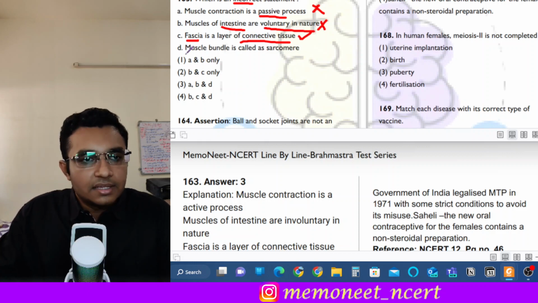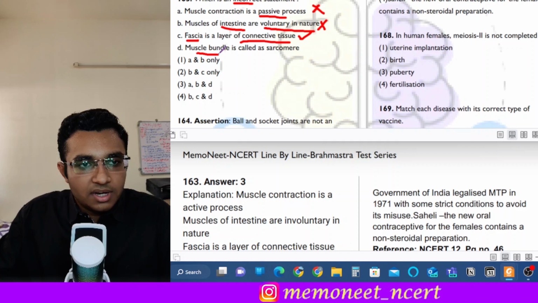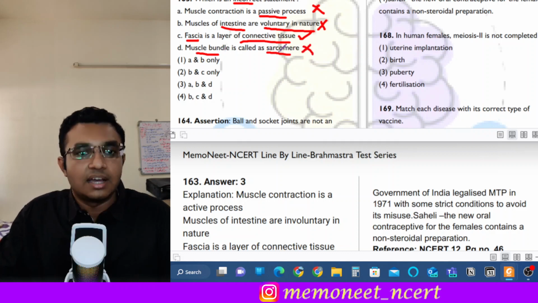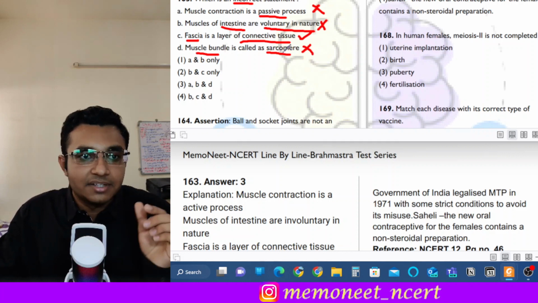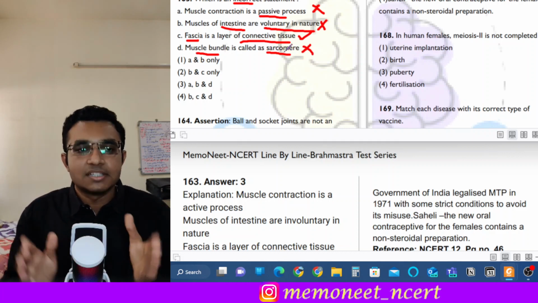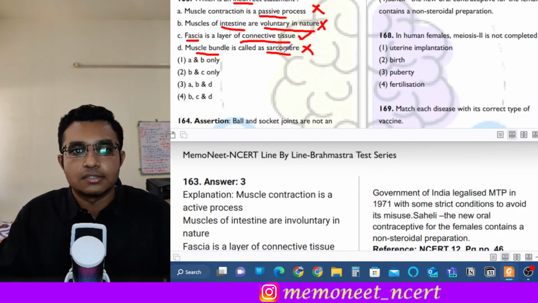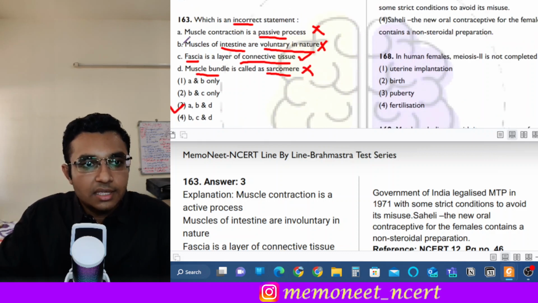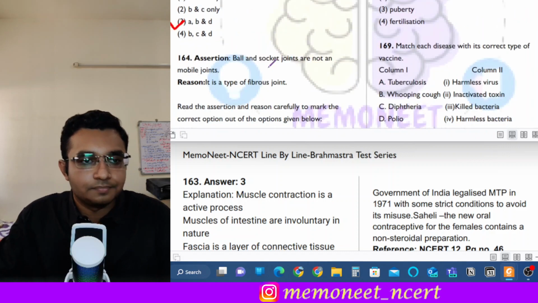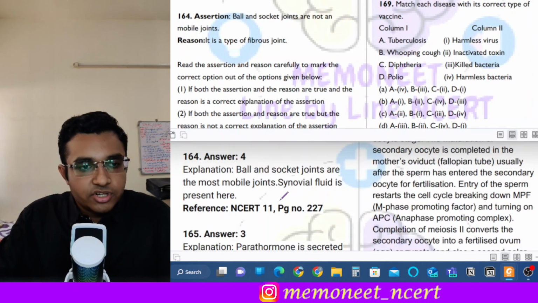The next is muscle bundle is called sarcomere. See, this is an incorrect statement because sarcomere is a functional unit. It is the contractile unit of the muscle. It is not the muscle bundle. Muscle bundle is called fasciculus. So this is also an incorrect statement. So the correct option here is option 3, that is A, B and D are the incorrect statements and C is a correct one.